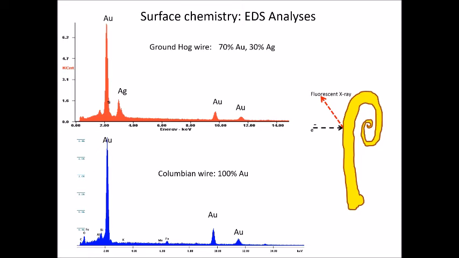Interestingly, the wire gold from Harvard, the groundhog specimen, shows an appreciable amount of silver. Calculated intensities give us about 30% silver and 70% gold in that specimen. The Colombian wire, however, is about 100% gold. There's no detectable silver. In this spectrum, the iron and silicon are due to contamination of other minerals on the surface of the sample.